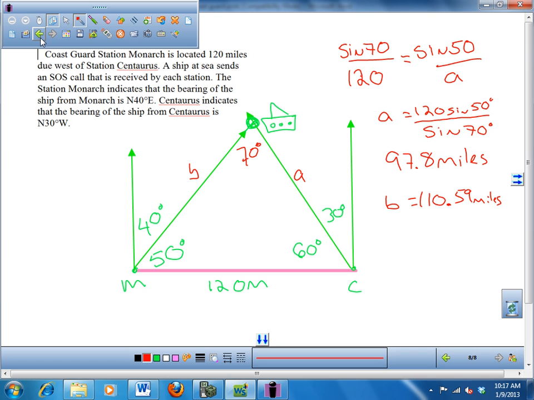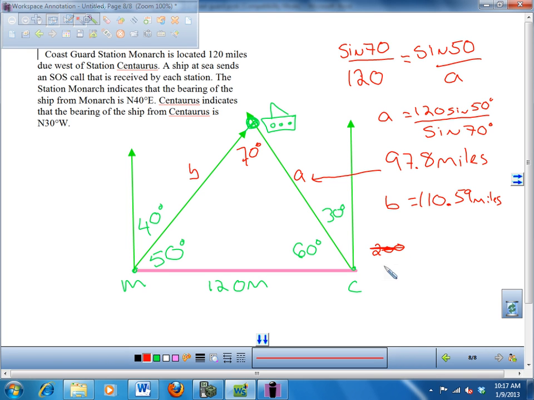Now we have to figure out who is closest. How long would it take the helicopter? So it looks like these guys are closest, right? So Centaurus is closer. And if the helicopter flies at 200 miles an hour, how long would it take?